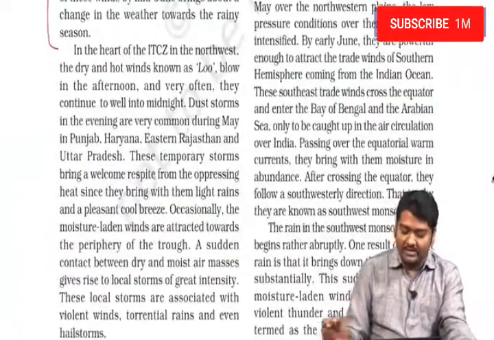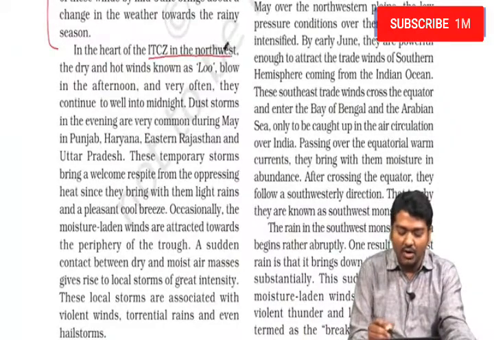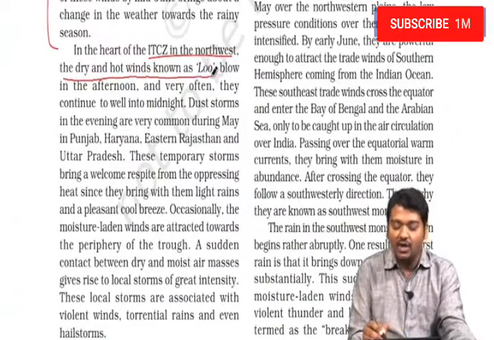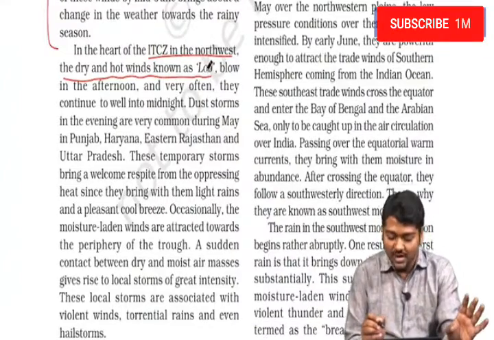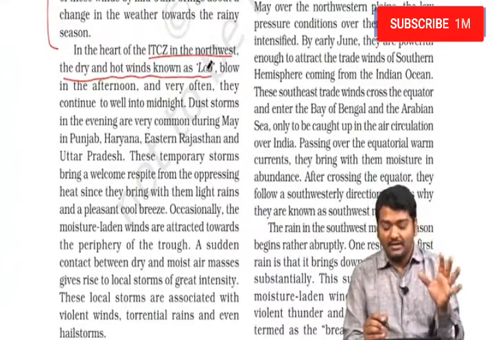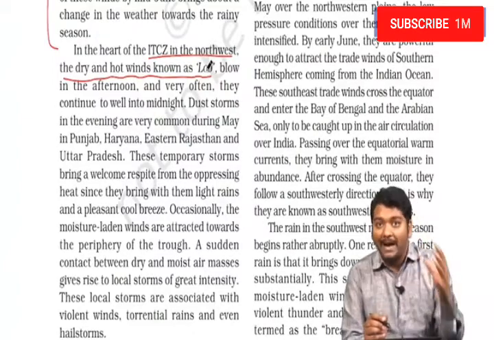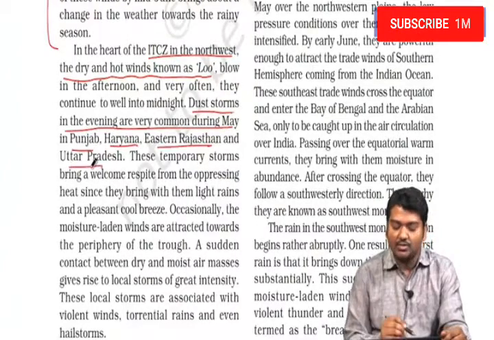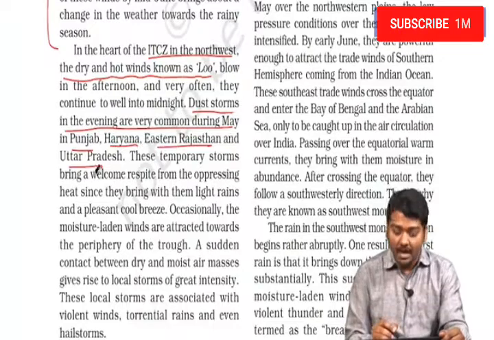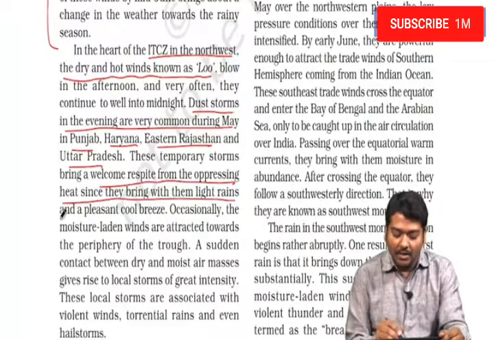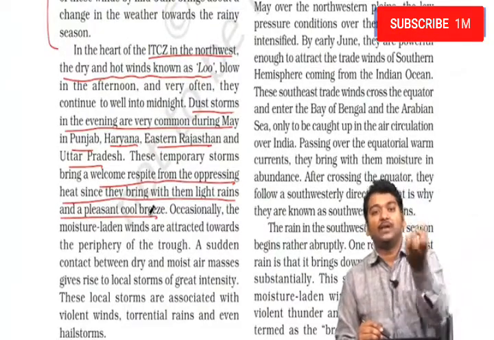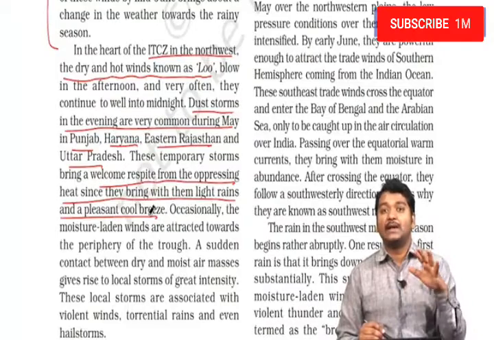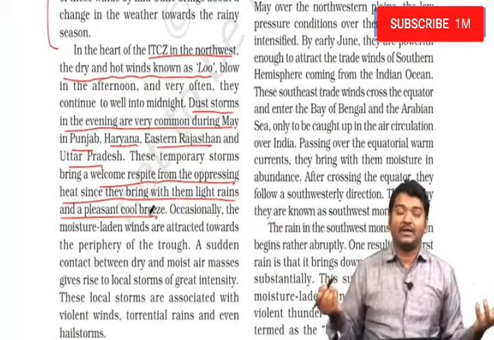What is more important is that in the heart of the ITCZ in the northwest, the dry and hot winds, often known as Lu, are usually observed. These are dusty storms, and they bring different weather patterns wherever they blow. Dust storms in the evening are very common in Punjab, Haryana, Rajasthan and Uttar Pradesh. These temporary storms bring a welcome respite from the oppressing heat, since they bring some rain along with them. Whenever they blow, they give a little bit of drizzle and some relief in the extreme hot climatic conditions of Delhi.